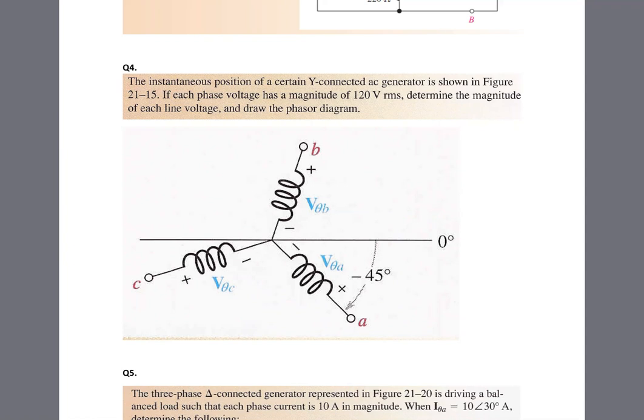Now guys, here you need to find each line voltage, then we need to draw this in a phasor diagram. That is the task. The phase voltage is given.